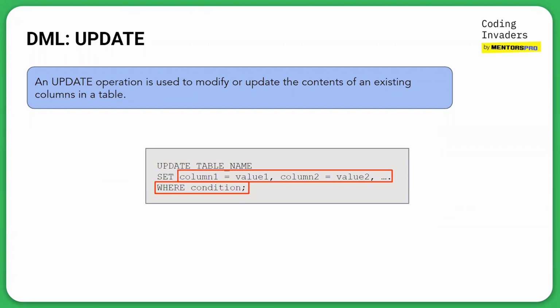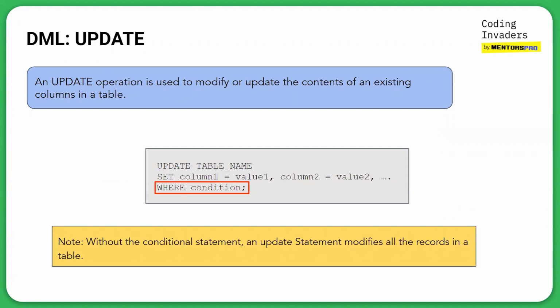And this portion means that we want to change some values in a column for a given condition, which is specified with the where clause. And at the last, we have a semicolon. As you already know by now, the semicolon signifies that the statement has ended. One important point to note down here is update operation will modify all the records in a table if we do not mention the conditional statement where.